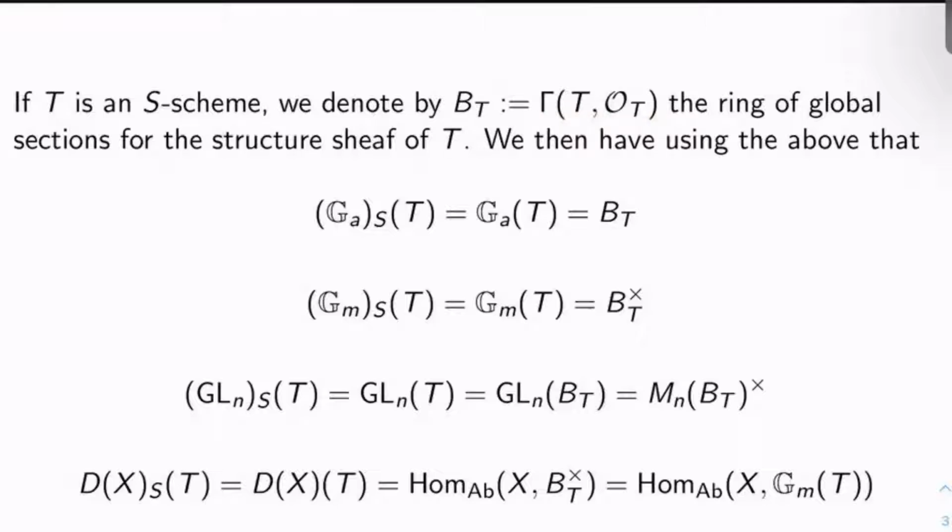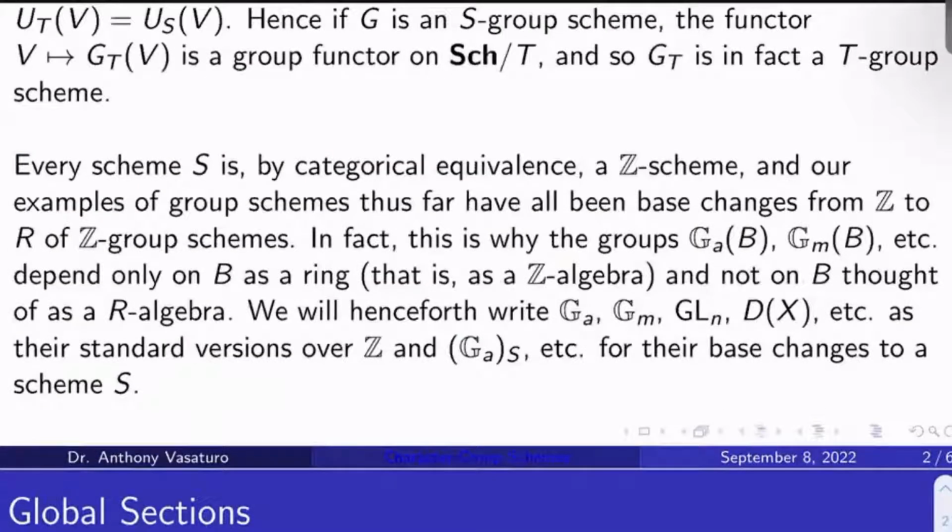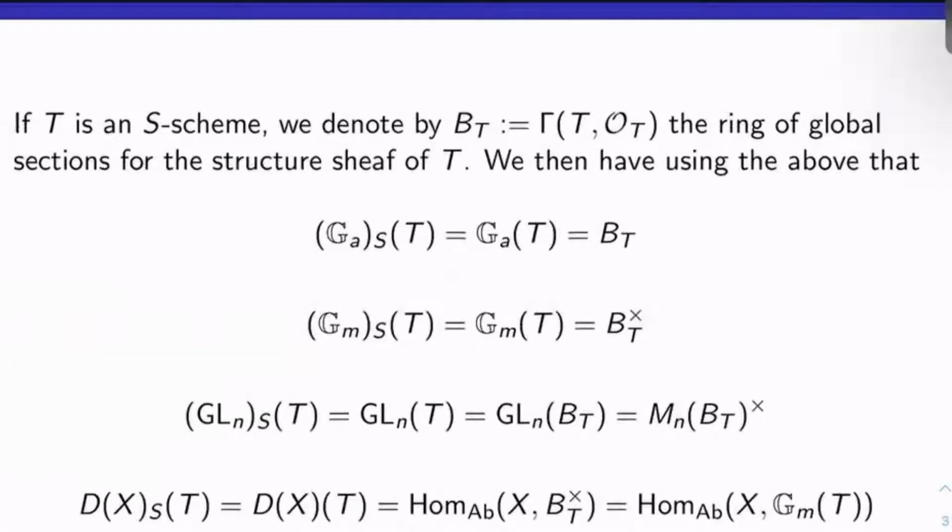And so by the above, because of this comment here, the fact that G sub A of B, G sub M of B, etc., only depend on B as a ring and not as an R algebra, we have, for example, that the T-valued points of G sub A sub S are just the T-valued points of G sub A. And then, of course, both of those are B sub T. You can see that by looking at the affine case, right? If T is affine, let's say T equals spec A, then G sub A of spec A is the additive group A, but A is the ring of global functions on spec A, you see. So this whole discussion will follow essentially by looking at the affine case.